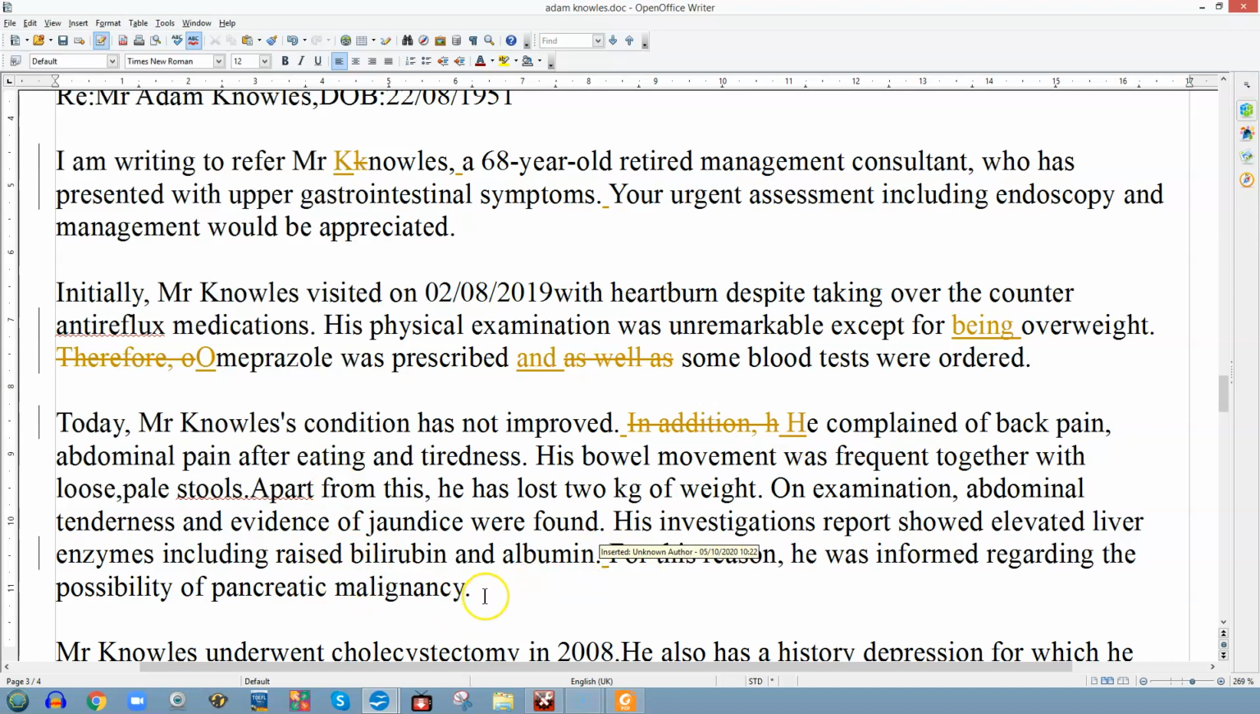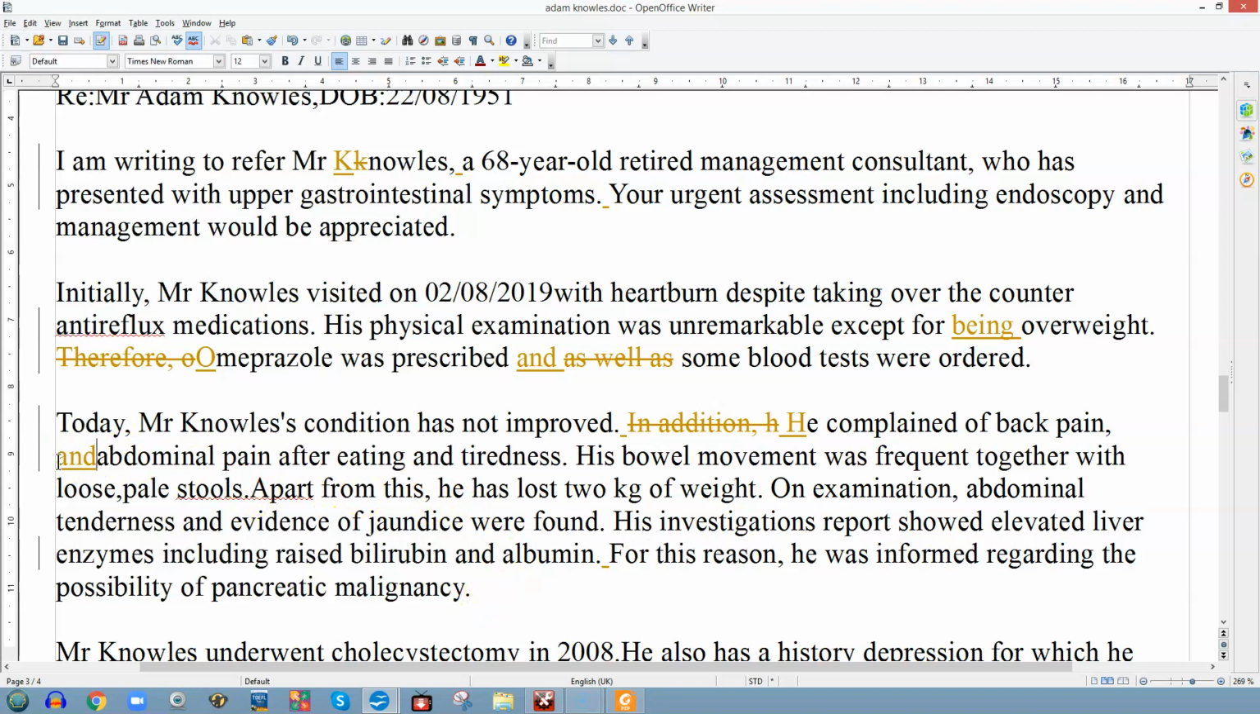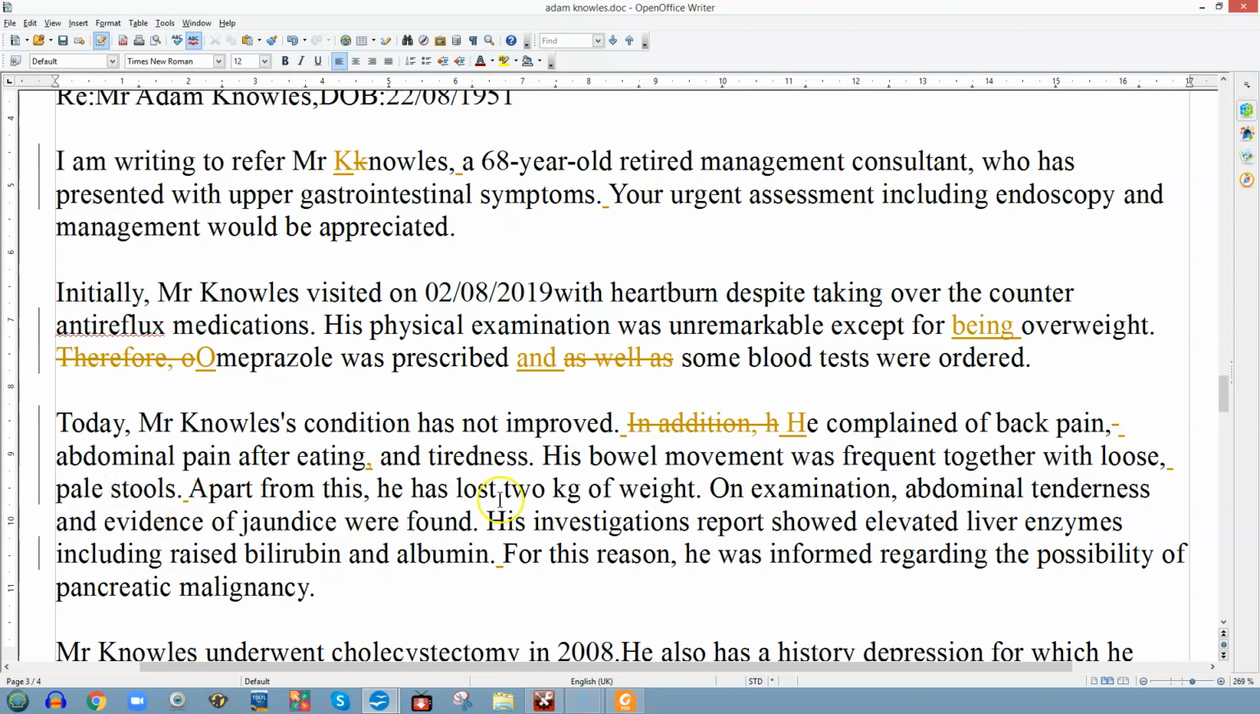As long as not improved, you can put in the back pain, abdominal pain. I didn't use a conjunction, abdominal pain after eating. Tiredness, abdominal pain. Right, abdominal pain after eating and tiredness. So, okay, let's get rid of that. So, back pain, abdominal pain after eating, put a comma, and tiredness. Bowel movement was frequent, together with loose pale stools. Well, okay. Parameters, that's 2 kilograms of weight. Again, apart from what? Isn't that part of it?